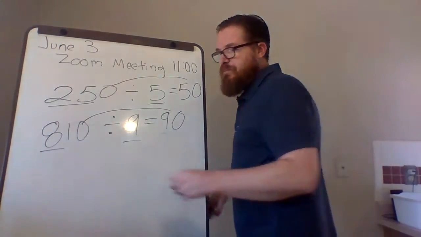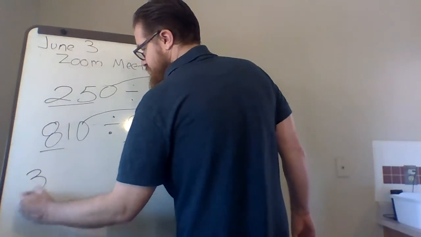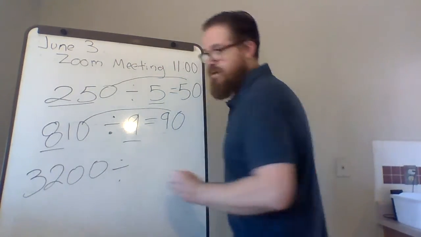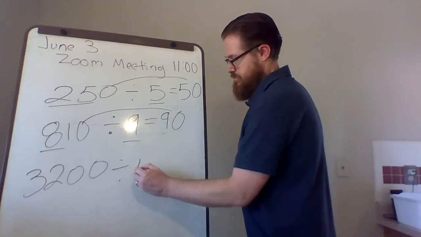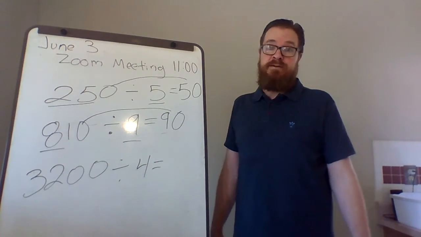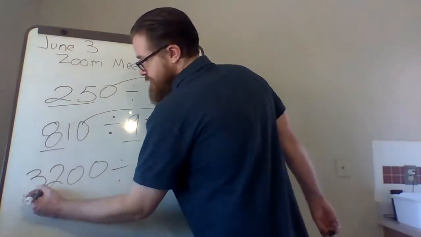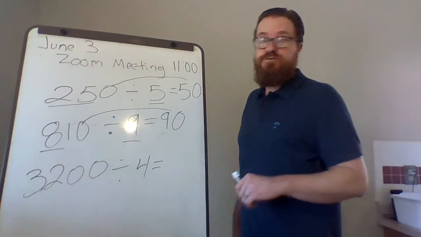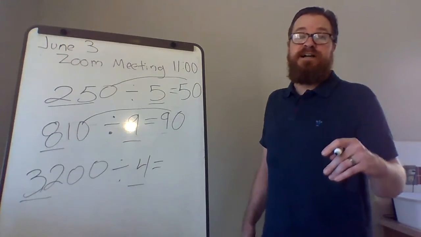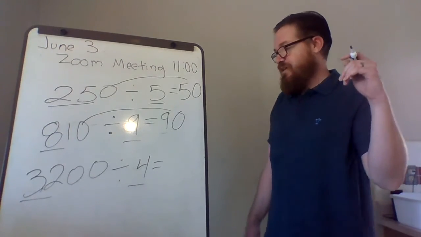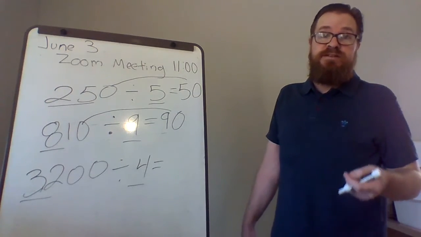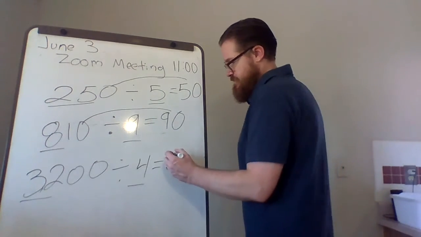Let's do one more problem like this. A little bit bigger, how about 3,200 divided by 4? Okay, again, it might seem pretty scary because we've got big numbers, but 32 is a multiple of 4. If you know your times tables, you probably know that 4 times 8 is 32. So 32 divided by 4 is 8.